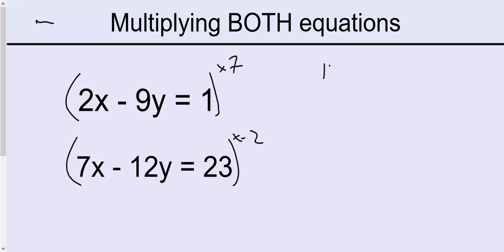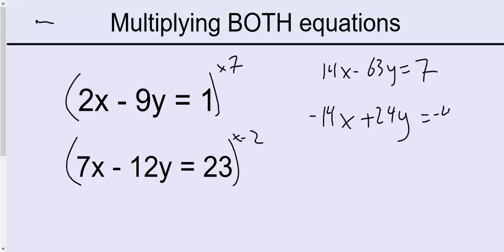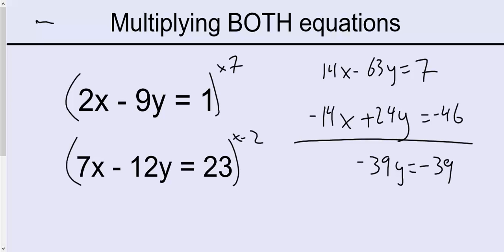Let's see, so 14x minus 63y equals 7 for the first equation, -14x plus 24y equals -46. Now I have the 14's opposites, 14, -14, and I can eliminate. So this is going to be -39y equals -39. That worked out really nicely for me. And most of the problems that I assigned, the numbers work out really nicely. Okay, so y equals 1.